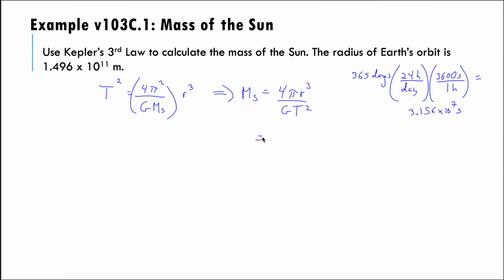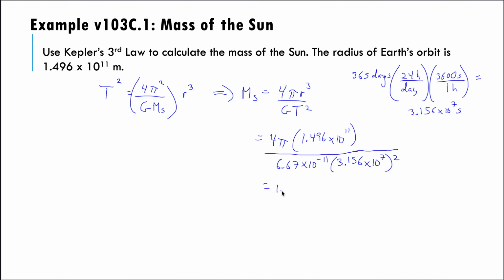So we plug in all of these values. 4 pi squared, the radius is given, 1.496 times 10 to the 11 meters cubed, divided by 6.67 times 10 to the negative 11, which is the gravitational constant, times the time, the period squared. And we will get that the mass of the Sun is 1.99 times 10 to the 30 kilograms.